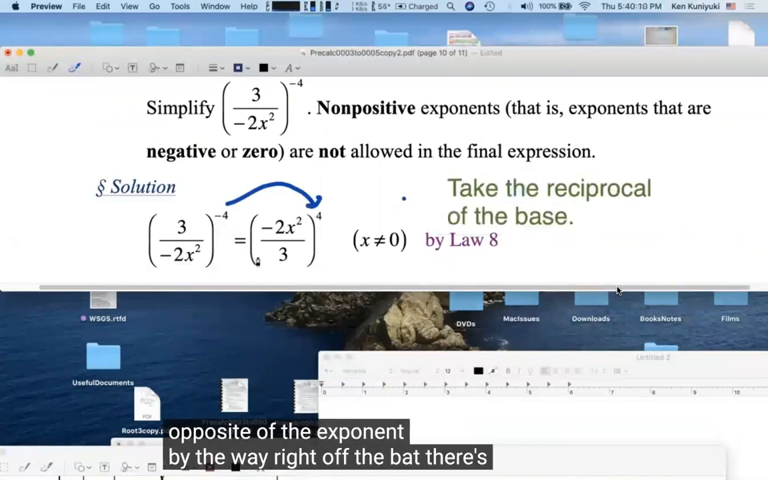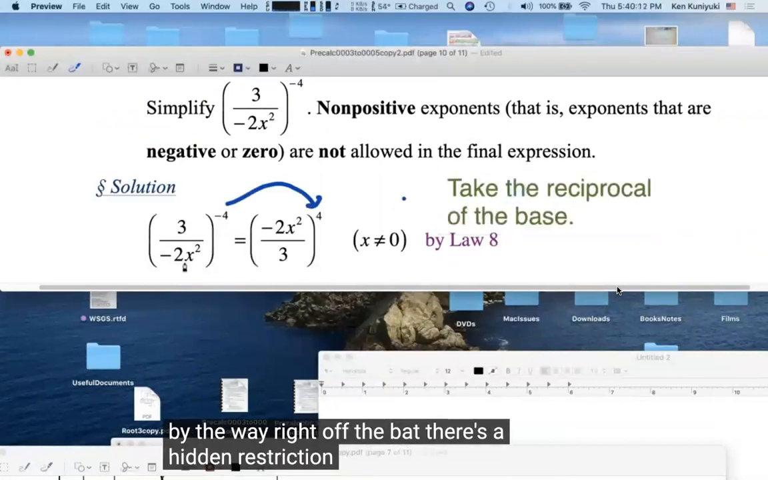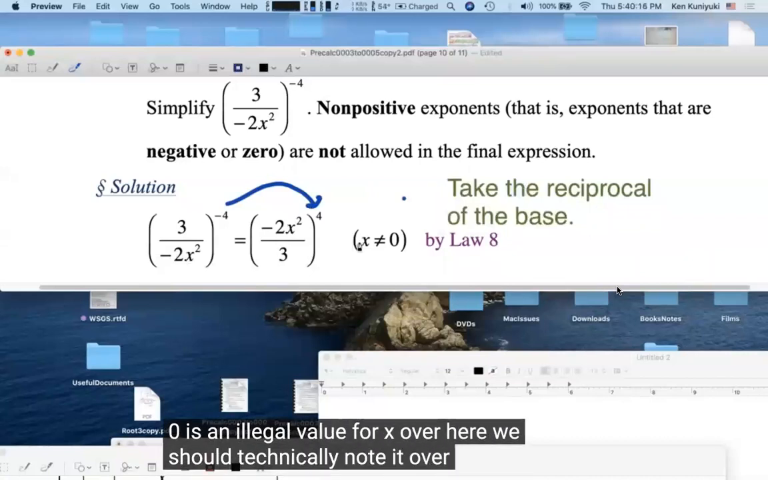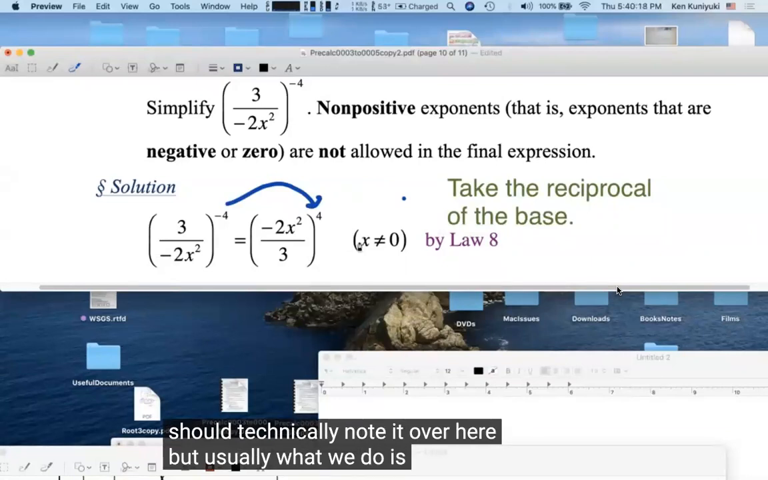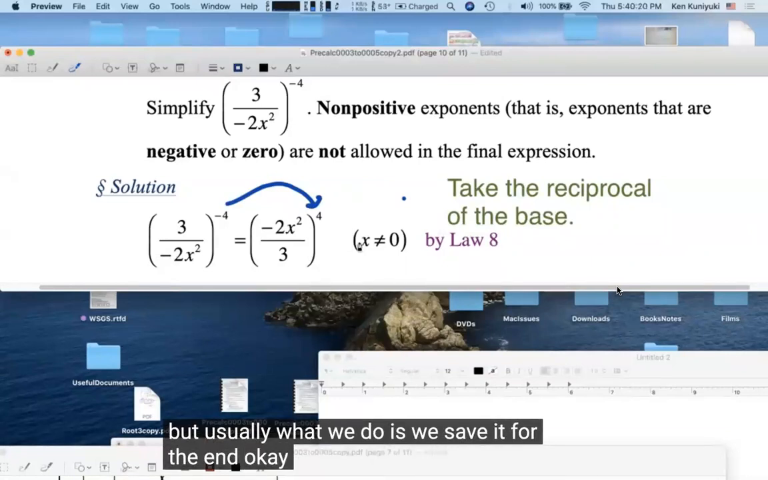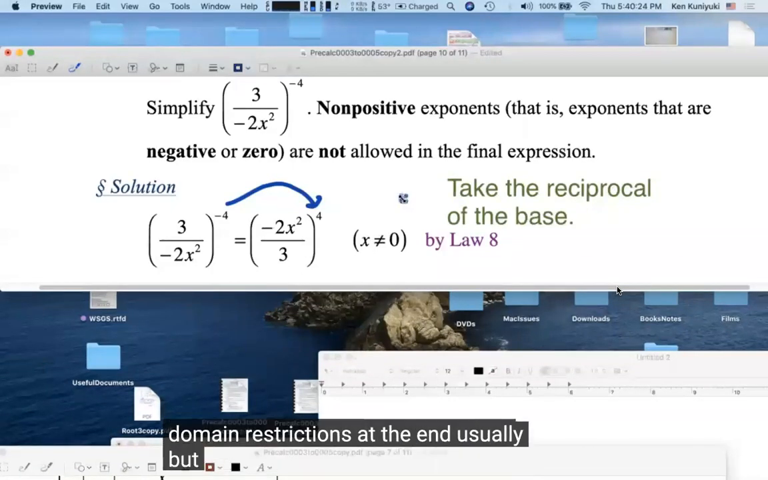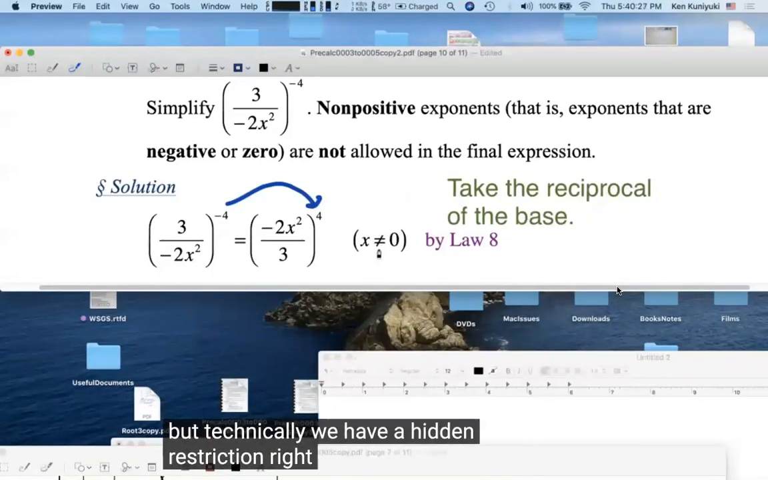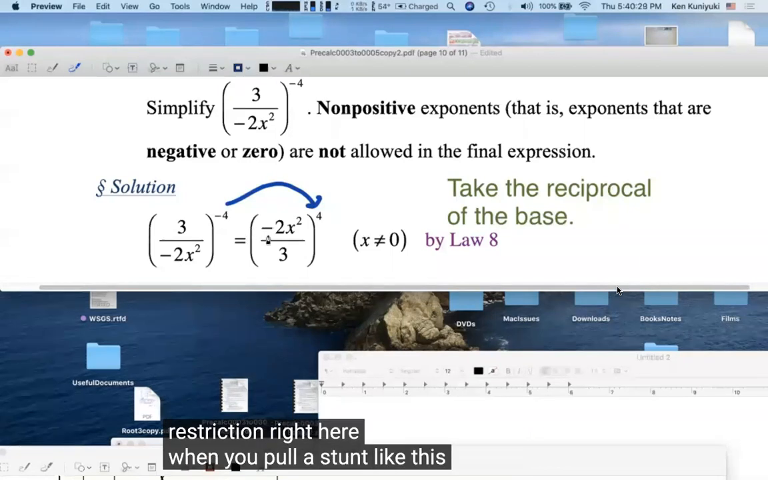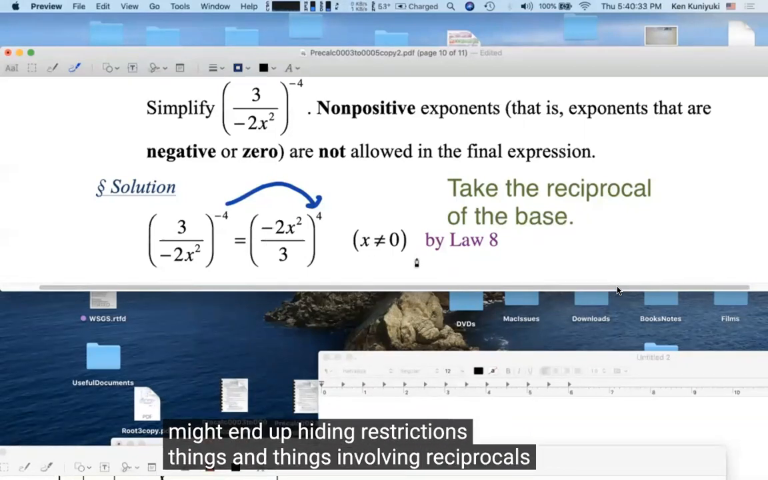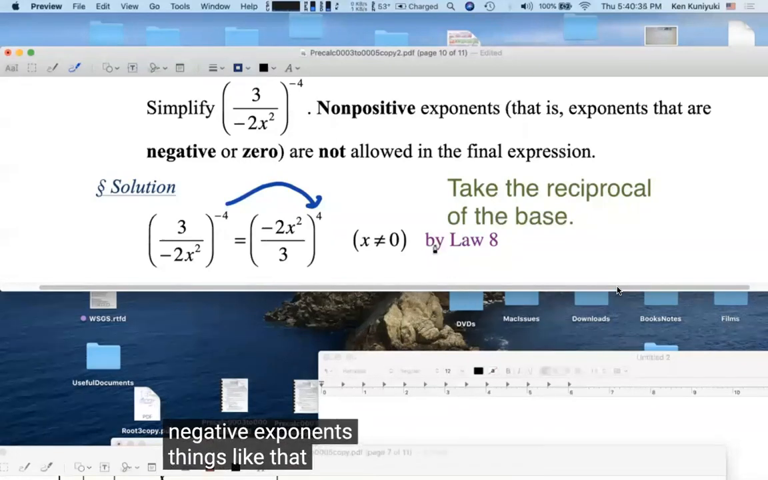By the way, right off the bat, there's a hidden restriction. 0 is an illegal value for x over here. We should technically note it over here, but usually what we do is we save it for the end. So when we note the domain restrictions, it's usually at the end. But technically, we have a hidden restriction right here. When you pull a stunt like this, you might end up hiding restrictions, things involving reciprocals, negative exponents, things like that.